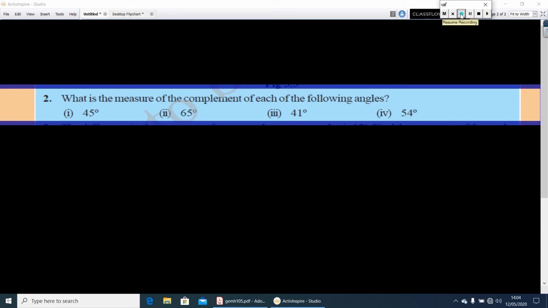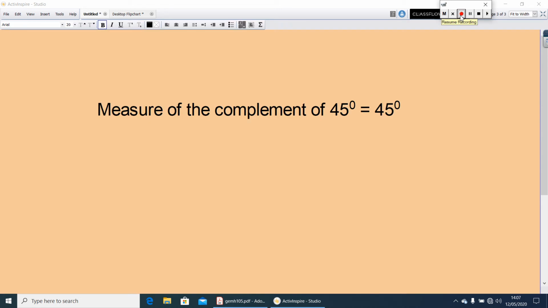My next question is, what is the measure of the complement of each of the following angles? One angle is given 45 degree. You have to write the complement of 45 degree. That means the sum of the angles should be 90 degree. One angle is given as 45 degree. Do find out the other angle. You can write the answer as measure of the complement of 45 degree. You can write it as 45 degree, because 90 minus 45 degree is equal to 45 degree. Do find out the other answers.